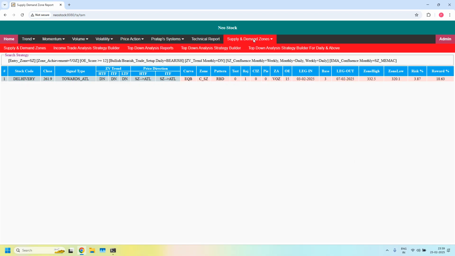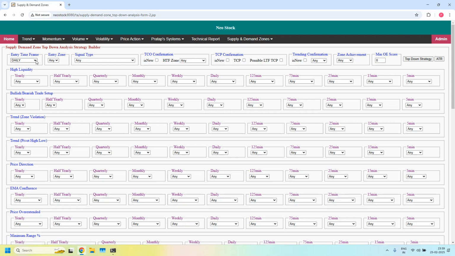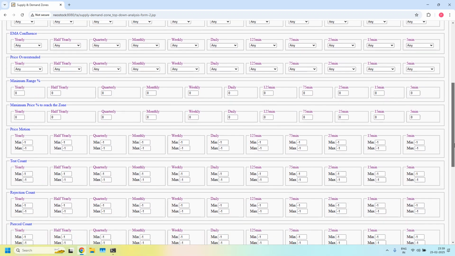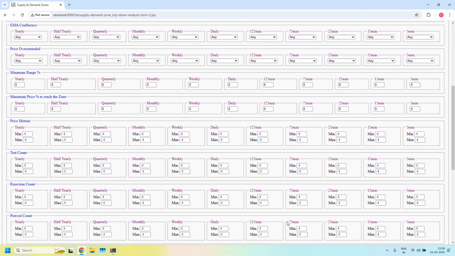Next, bullish trade setup for weekly income trade. Entry time frame 75 minutes. Entry zone, demand zone. In bullish or bearish trade setup, at 75 minutes time frame, I am selecting bullish. Zone achievement violated opposing zone. Minimum order enhance score 12. And pierced count 75 minutes supply zone.